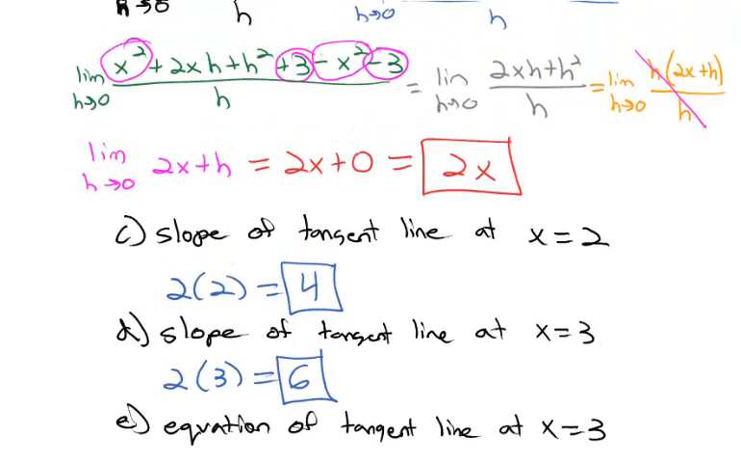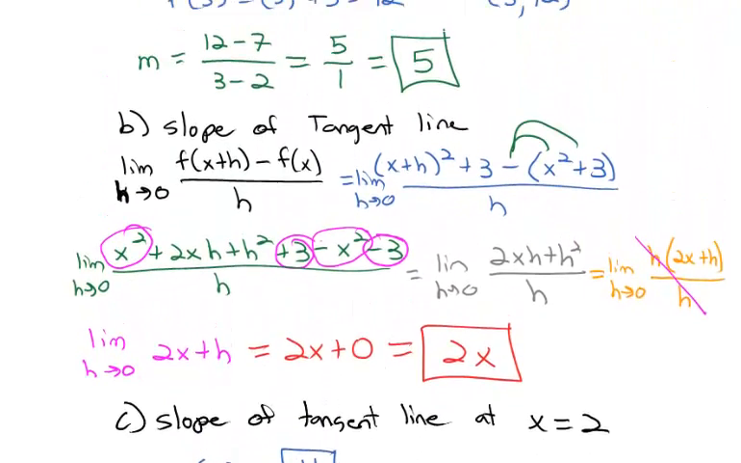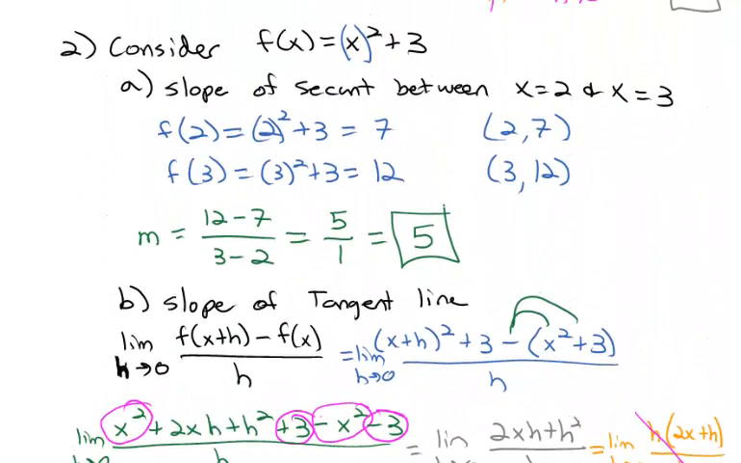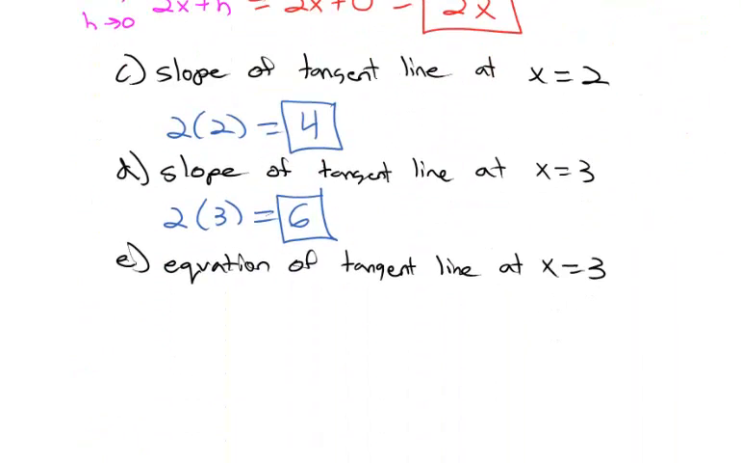Well, remember, we already calculated the point at x equals 3, going all the way back to part A. We found the point was (3, 12). So let's use that. If we didn't know that already, we would have to calculate it. But we do know that (3, 12) is a point on the tangent line. We also just found out that the slope of the tangent line at 3 was 6.